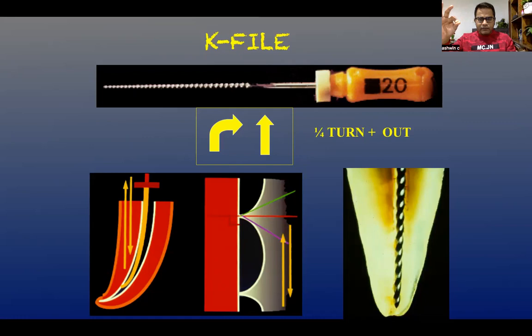A quarter movement with the apical pressure and out. What will happen? With the movement inside, it will engage the dentine, and the moment you try to pull it out, it will cut the dentine. So actually it is used in the negotiation of the canal, which is very, very important. This is a very important file in negotiating and making the glide path, a path for the rotary instruments to glide forward.